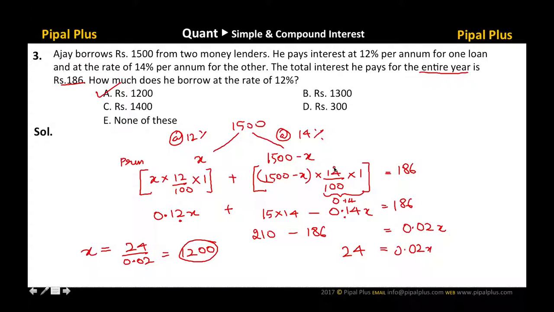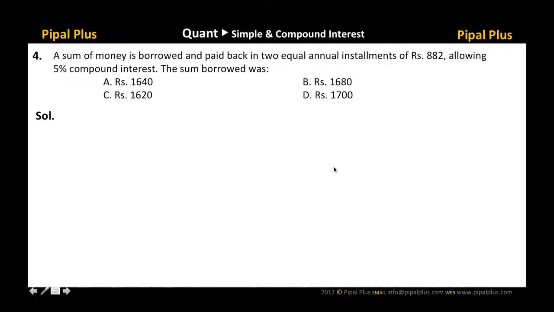Let's move on. Alright, so this question says a sum of money is borrowed and paid back in 2 equal installments of rupees 882, allowing 5% compound interest. We have to find the sum of money borrowed. Okay, so let's say you want to take a minute and try this question on your own. You can pause this video and come back to the explanation.